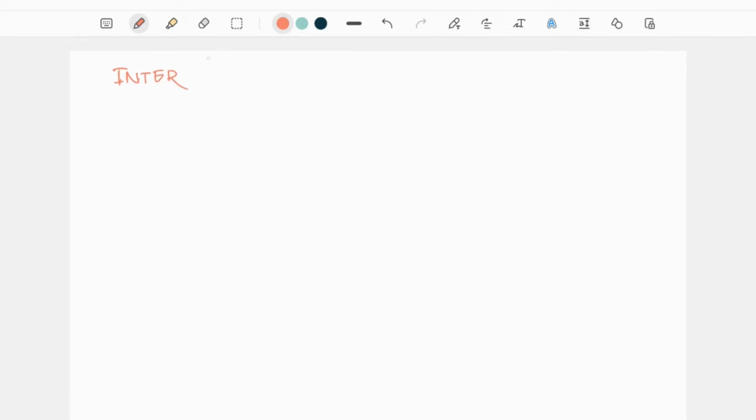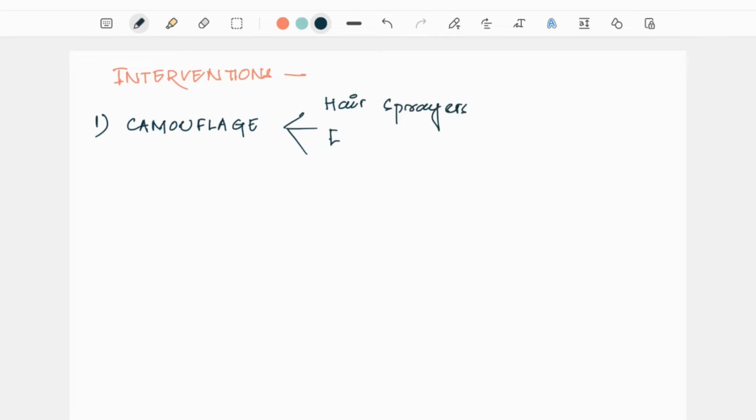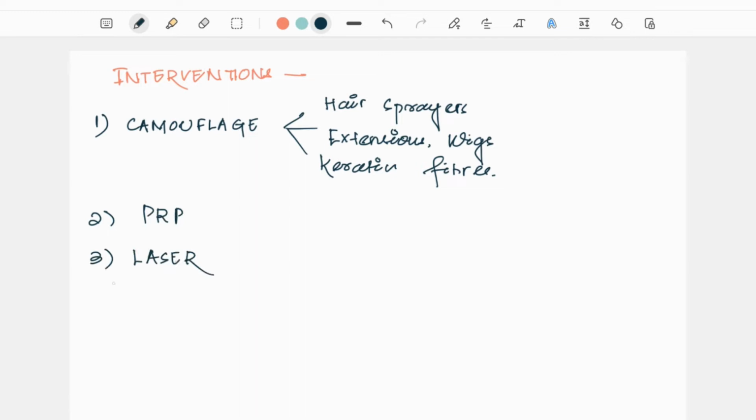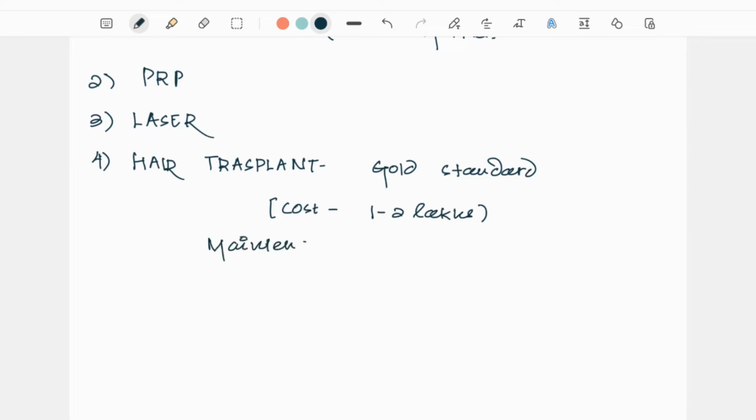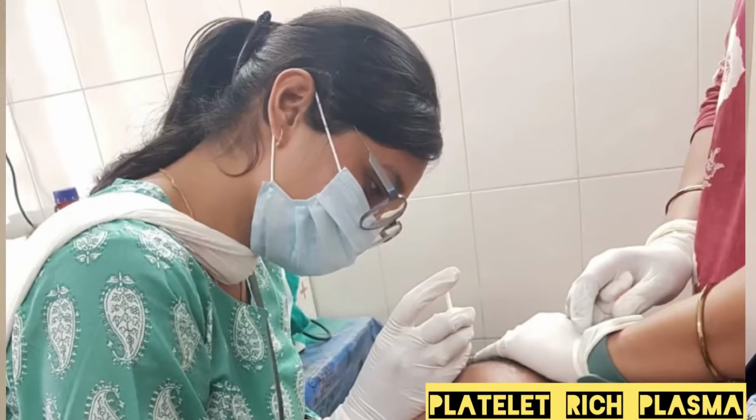Coming to the interesting treatment modalities, that is the intervention part. In camouflage, we can use hair extension, hair wigs, even keratin fibers, and also hair sprayer. We can advise the patient. And in other treatment modalities, we can give PRP to the patients as a maintenance therapy. So those patients who are on hair transplant can be maintained with platelet rich plasma.